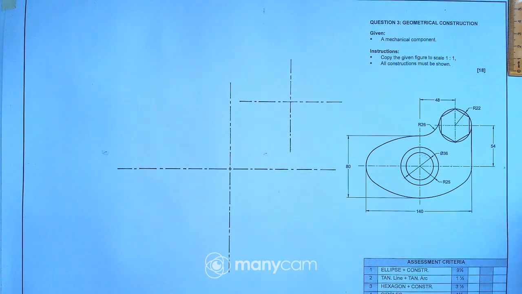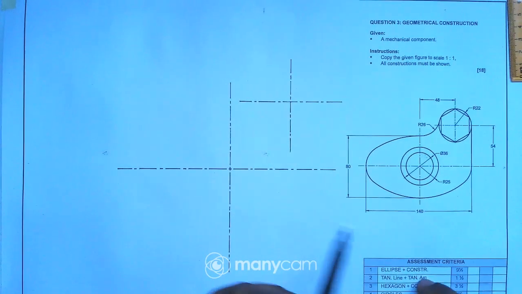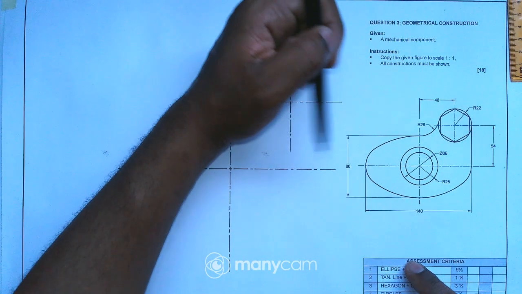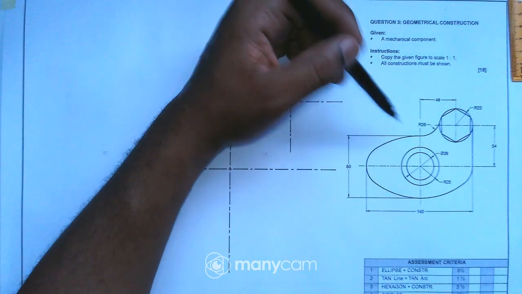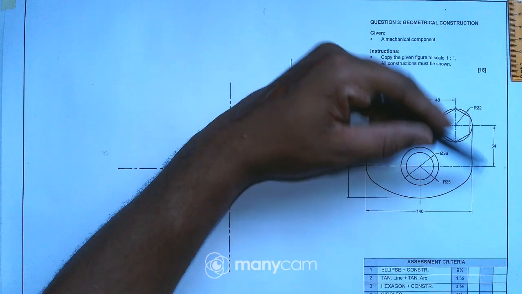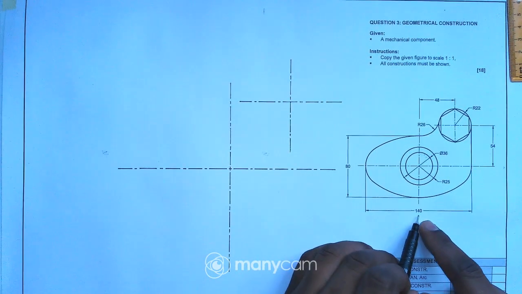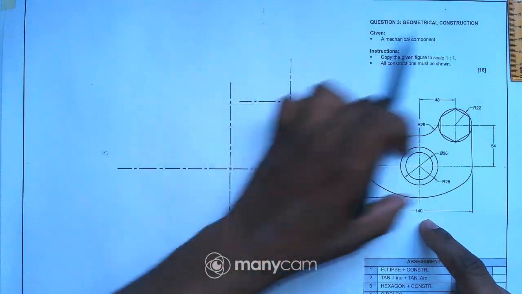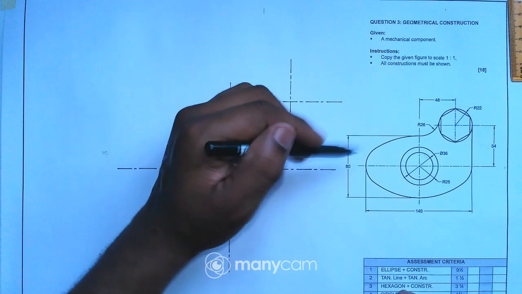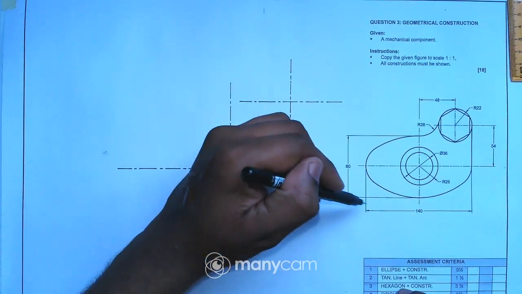So now what you have to do is analyze your drawing, obviously the component. So now our focus is on the ellipse. What's the length of the ellipse? The length is given, it's 140, and the height is 80. So from here to there it's 80, from here to there it's 140.